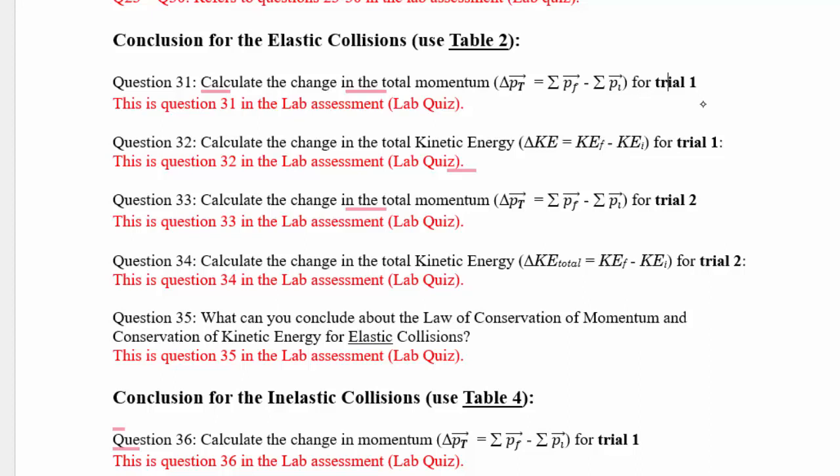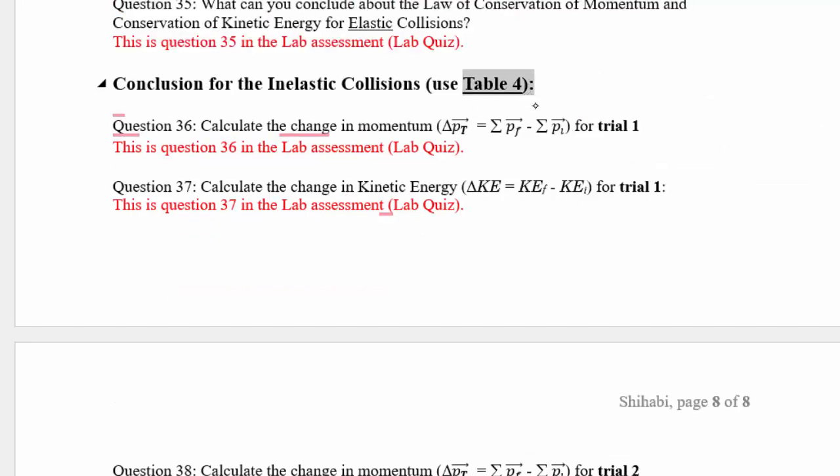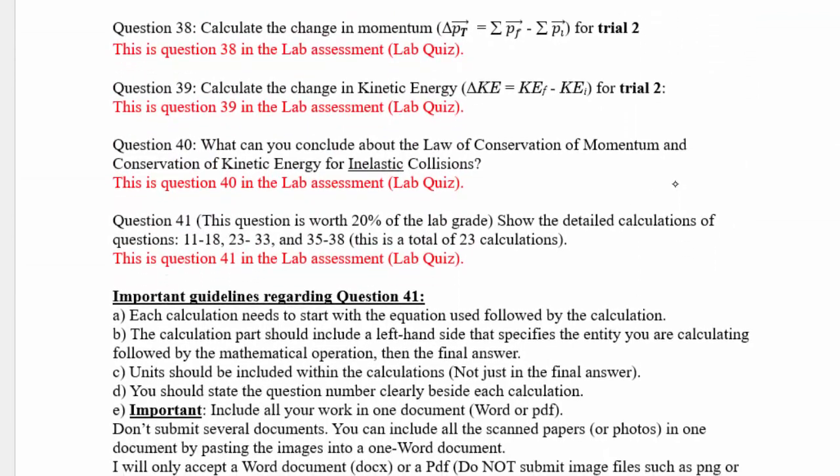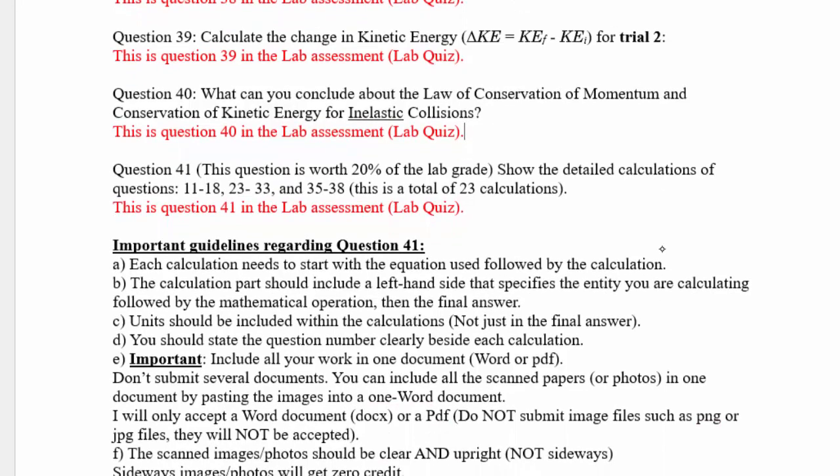And what you did for trial number 1, you'll do it also for trial number 2. And you'll apply the same thing on table 4 here. And this will help you to conclude whether the momentum is conserved or not in both elastic and inelastic collision, and also whether the kinetic energy is conserved in the case of elastic collision versus inelastic collision.